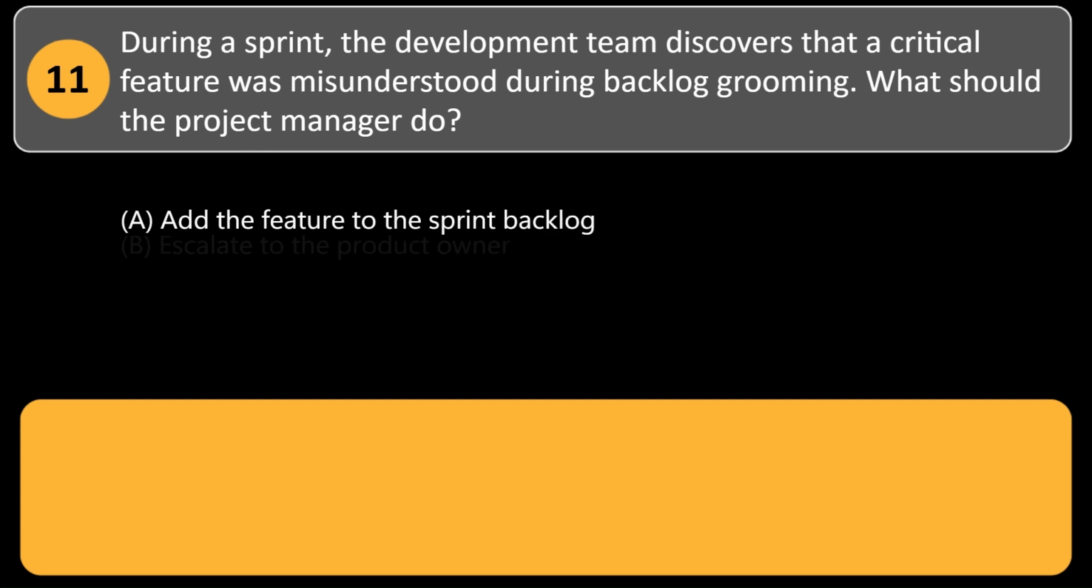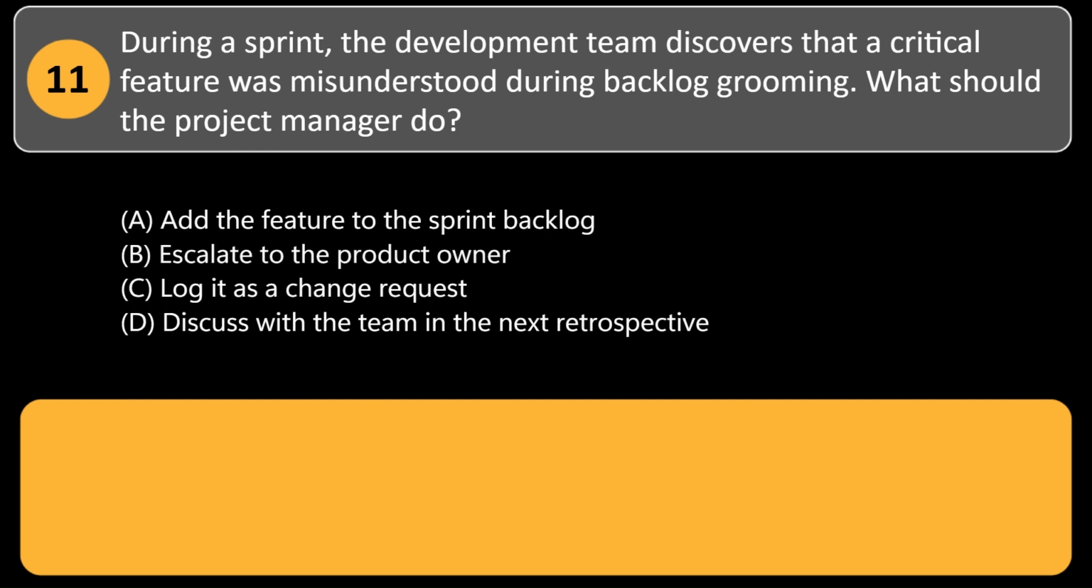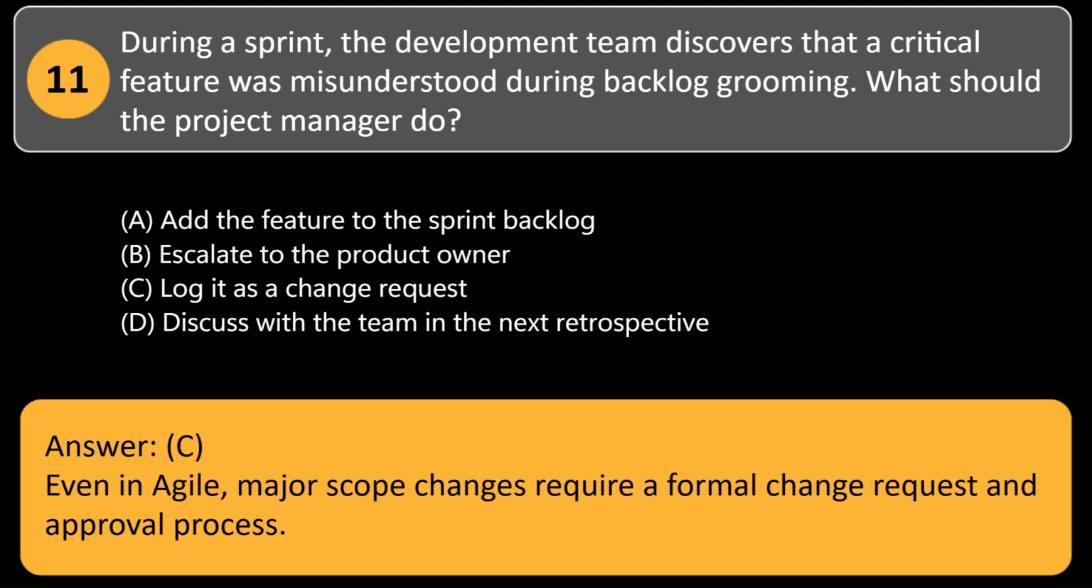During a sprint, the development team discovers that a critical feature was misunderstood during backlog grooming. What should the project manager do? A. Add the feature to the sprint backlog. B. Escalate to the product owner. C. Log it as a change request. D. Discuss with the team in the next retrospective. Answer: C. Even in Agile, major scope changes require a formal change request and approval process.